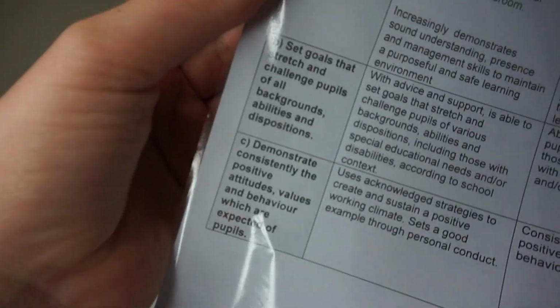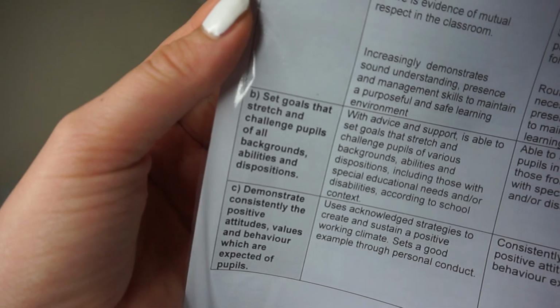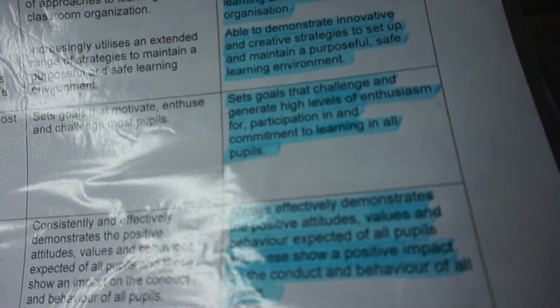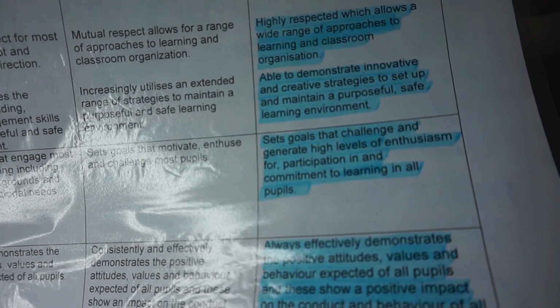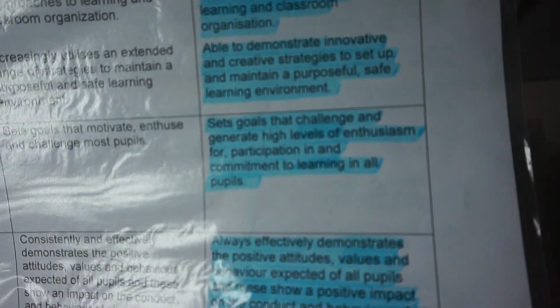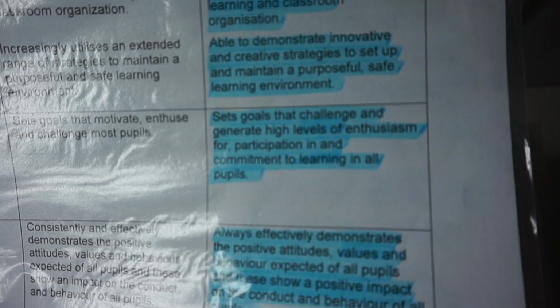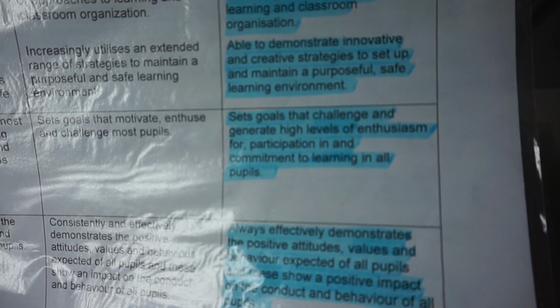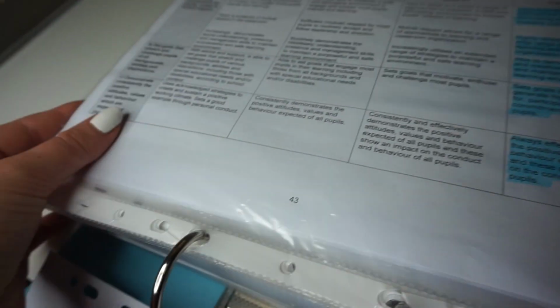Standard 1B is to set goals that stretch and challenge pupils of all backgrounds, abilities and dispositions. For outstanding, you need to set goals that challenge and generate high levels of enthusiasm for participation in and commitment to learning in all pupils. You can use the learning objective as one piece of evidence, a learning objective that challenges and generates high levels of enthusiasm. For example, you could do a challenge like the chili challenge, where it gets progressively more difficult.